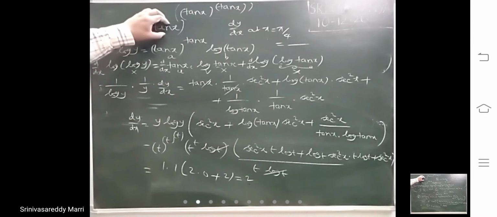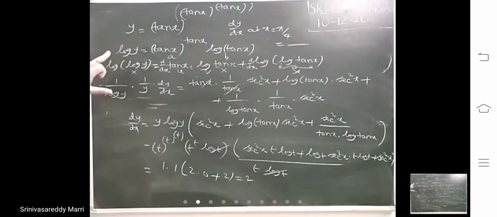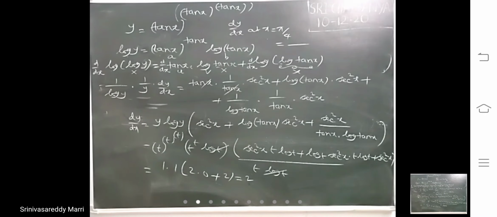Like that, f of x to the power g of x to the power h of x. Best method to do is two times apply logarithm, such that on the right hand side there must not be any powers. The denominator 1.